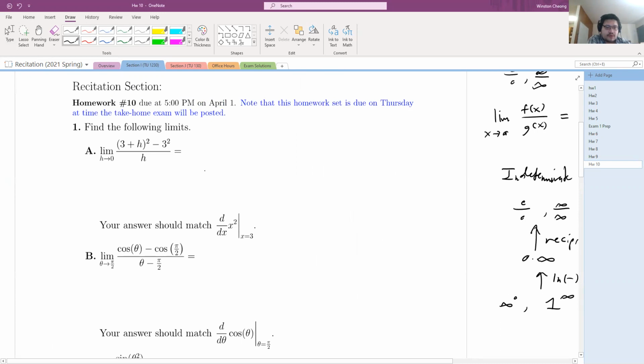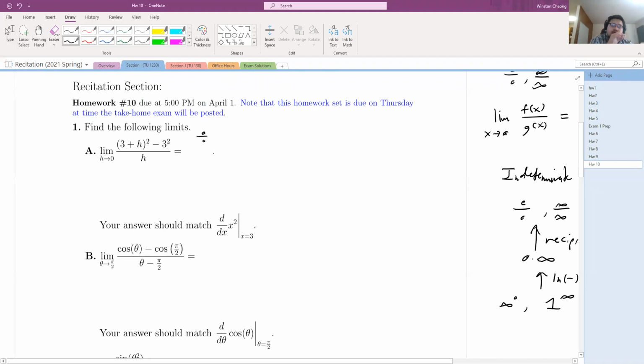So for number one, I guess the overall idea is we should probably use L'Hopital's, but before we do that, we should check that we can use L'Hopital's. If I plug h equals 0 in, I would get a 0 on top, 3 squared minus 3 squared, so 0 on top and 0 on the bottom. Therefore, I can use L'Hopital's.